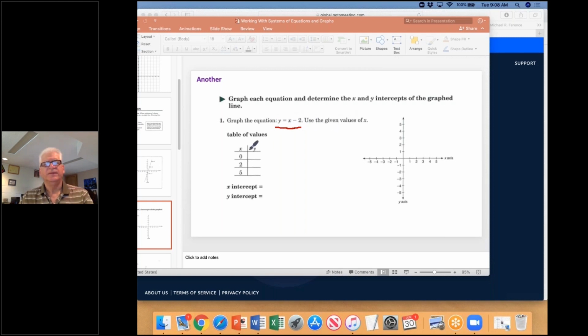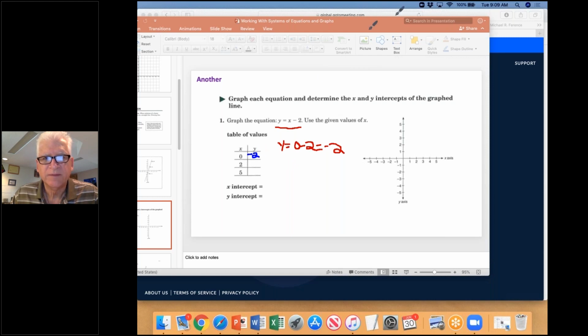So let's go back to this table and we'll plug in these 3 values for x, 0, 2, and 5 into this equation and come up with y's. And when we do, we'll have 3 sets of ordered pairs to plot and then draw the graph. So when we plug in 0, we have y equals 0 minus 2, which equals -2. So I can write in there for when x equals 0, y will equal -2.